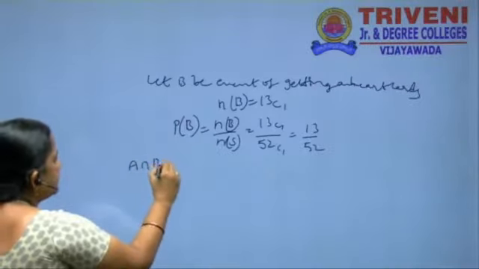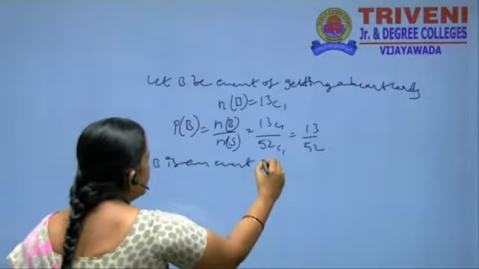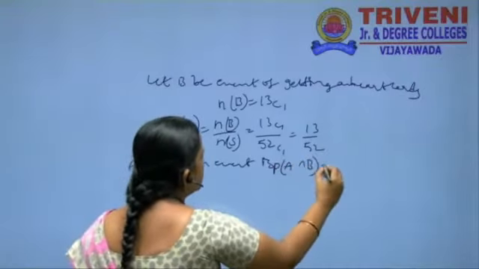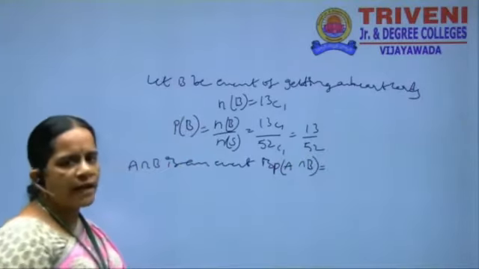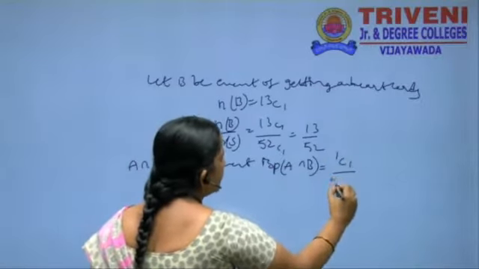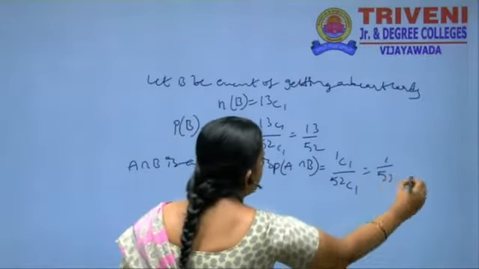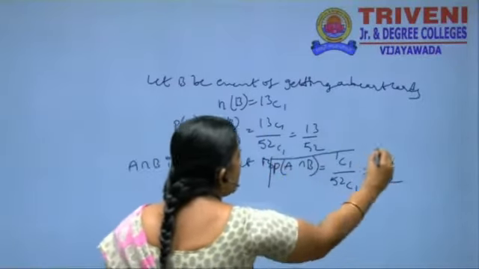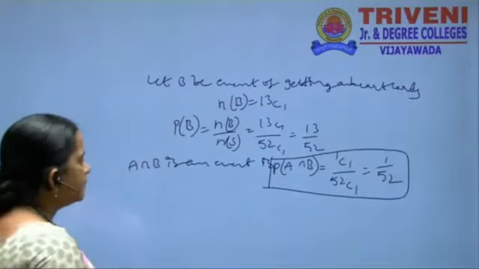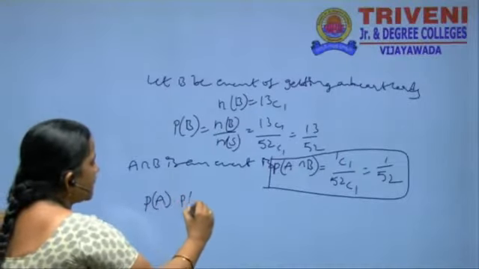A intersection B is the event in which the ace of hearts is the only card in common. That is 1C1 by 52C1, which is equal to 1 by 52. Then we get P of A intersection B is 1 by 52. Then we have to find the value of P of A into P of B.